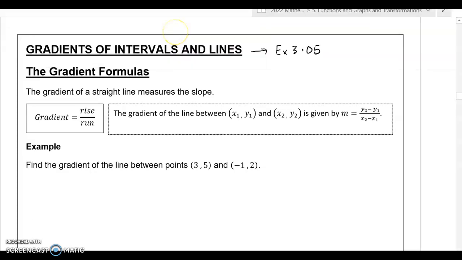Okay, so the first thing we're going to have a look at is the formula for a gradient. There's a couple of new ones that you're going to learn today. The gradient formulas are as follows. The first one is rise over run. Gradient equals rise over run. You have seen that one many, many times.